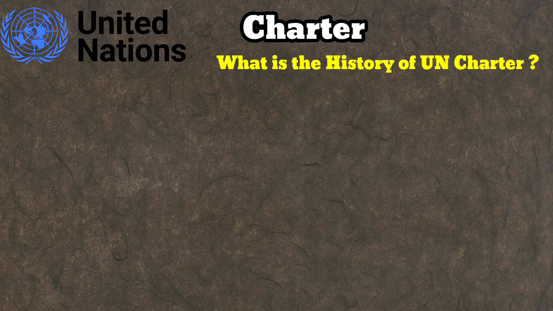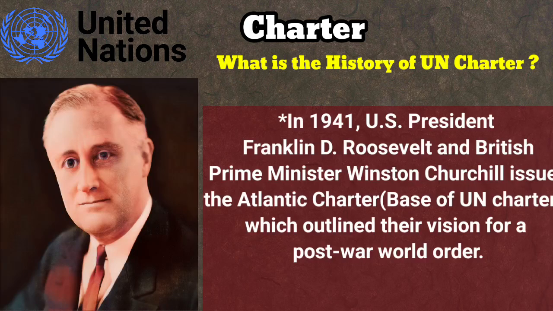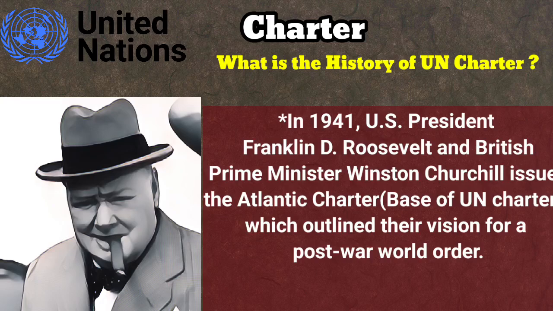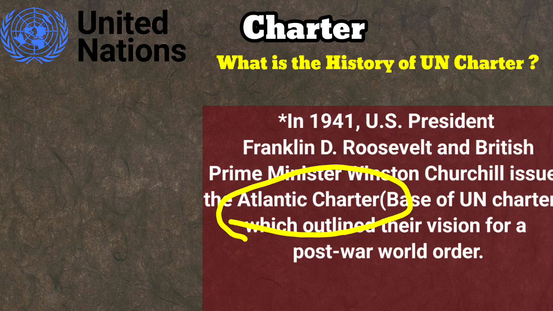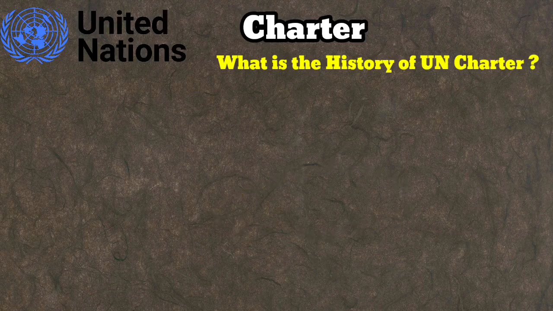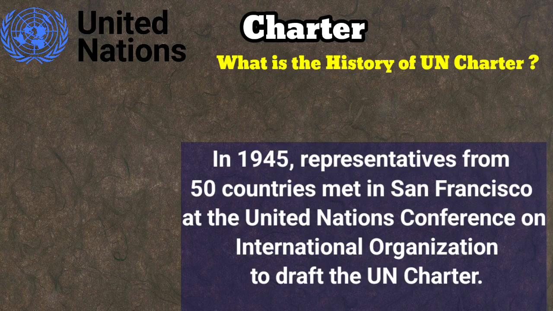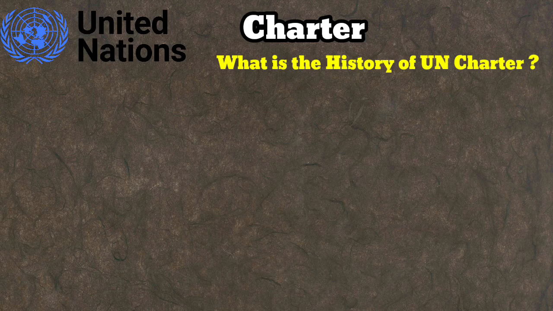What is the history of UN Charter? The history of the United Nations Charter is as follows. In 1941, US President Franklin D. Roosevelt and British Prime Minister Winston Churchill issued the Atlantic Charter, base of UN Charter, which outlined their vision for a post-war world order. In 1945, representatives from 50 countries met in San Francisco at the United Nations Conference on International Organization to draft the UN Charter.